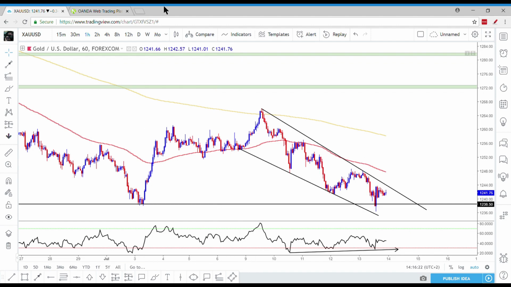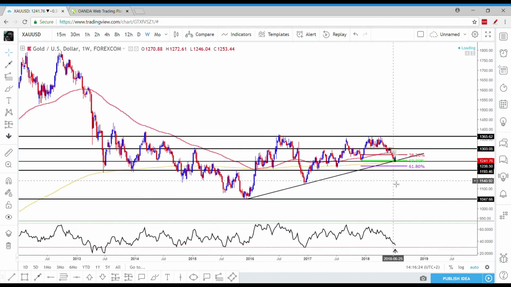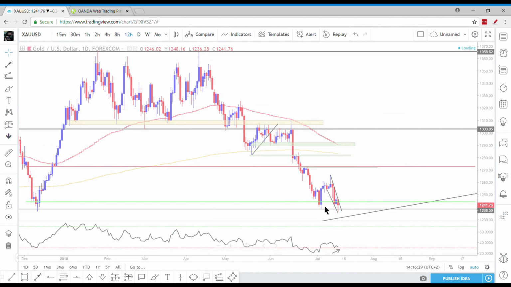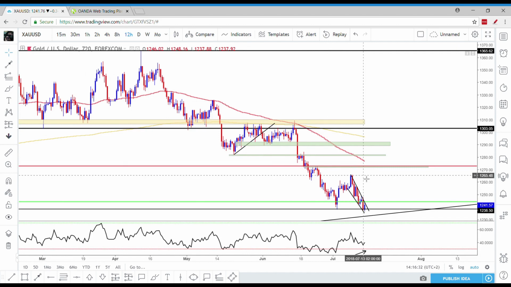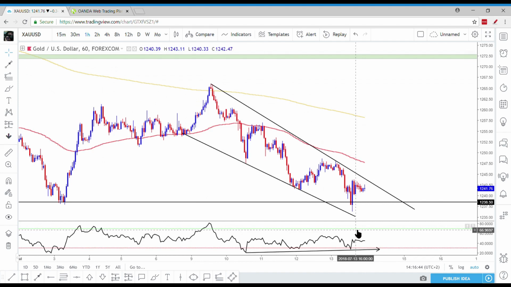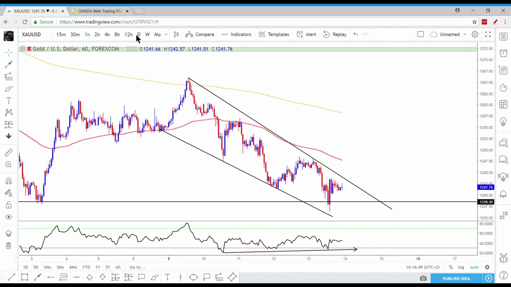On the weekly, it tells us to goodbye. On the daily, or 8 hours or 12, it gives us a nice double bottom, double bottom with divergence as well. Gives us a buy signal. On the 2 hours or 1 hour, what we can see is a falling wedge, which indicates an up move as well. So how do we trade it?